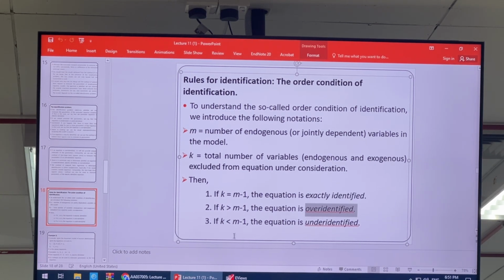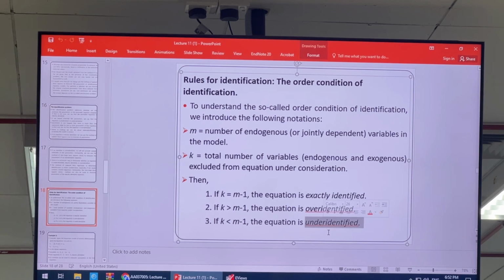If K is less than M minus 1, let's say that particular equation has all the variables, meaning no variable is excluded, so K equals 0. That is less than M minus 1, so the equation is unidentified. This means that for that particular equation we cannot get an estimate. Don't try to find one; you will not get it.